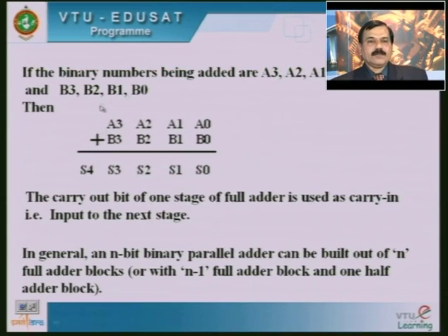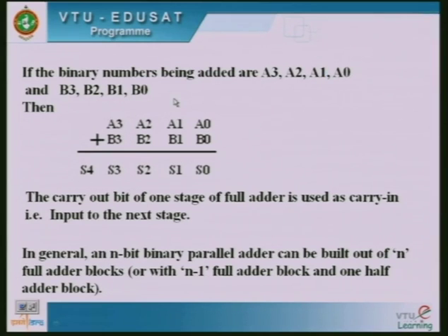If the binary numbers being added are A3, A2, A1 and A0, and along with that B variables B3, B2, B1, B0 are there, say for example. Then A0, A1, A2, A3, we are going to write, A0 is the least significant bit and A3 is the most significant bit, and in the next variable B, the least significant bit is here, and the most significant bit is here.